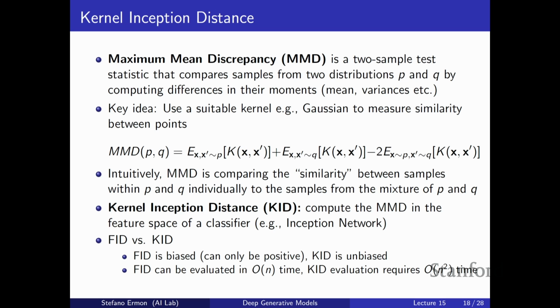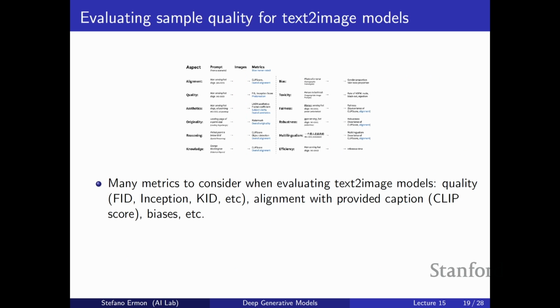Okay, so those were the three main metrics that are used for evaluating sample quality. There are many more that you might need to consider, especially if you're thinking about text-to-image models. Then there are many things you have to worry about. If the generative model is supposed to take a caption and generate an image, you care about image quality, but you also care about whether the images you generate are consistent with the caption provided by the user.